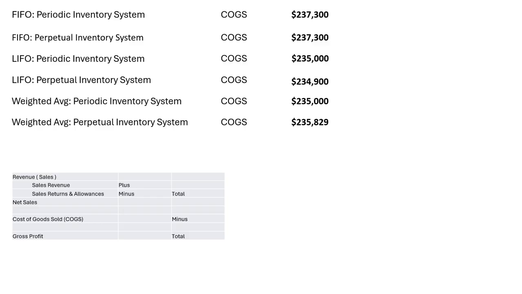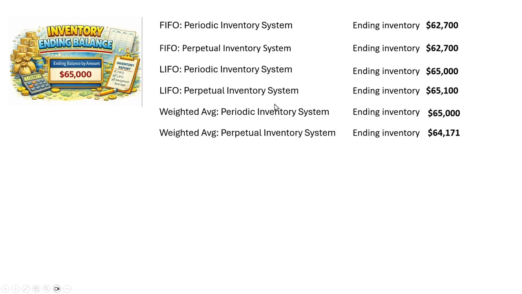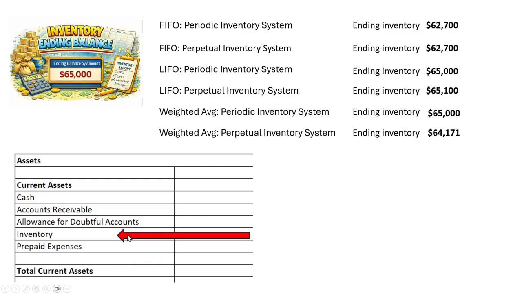The cost of goods sold will go in the income statement and show here, and we subtract it from revenue. For the ending balance, we also calculate it in our example. It will show in current assets as inventory. Well, maybe. Think of it.